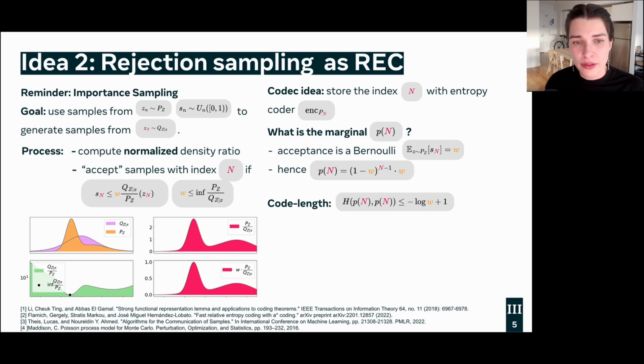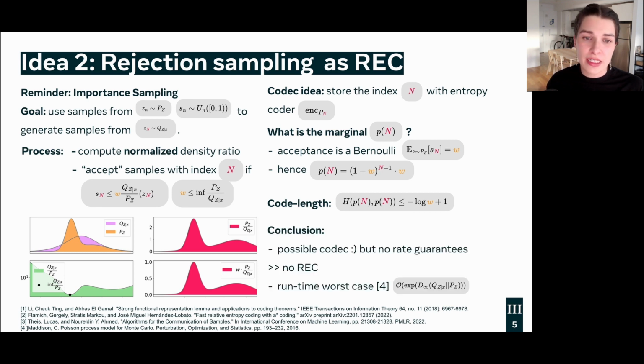So what have we done here? Our proposal of coding indices instead of samples themselves helped us build a valid codec. It's fantastic, but there is actually no rate guarantee, so it is not an optimal codec. This is not a relative entropy codec. And even worse, the runtime of accepting a single particle might be as bad as the exp of the Rényi divergence of Q and P. We want to fix both of these things, but first we want to do better in terms of rate in the next proposal.